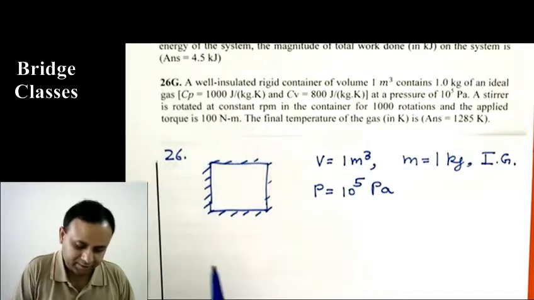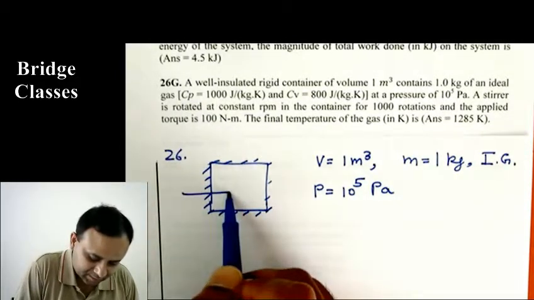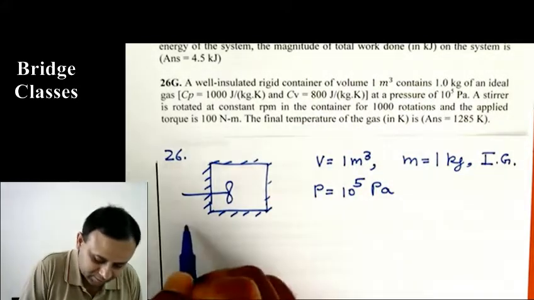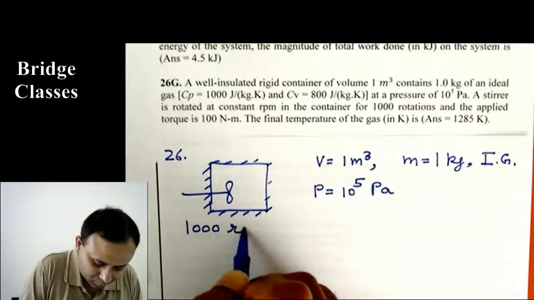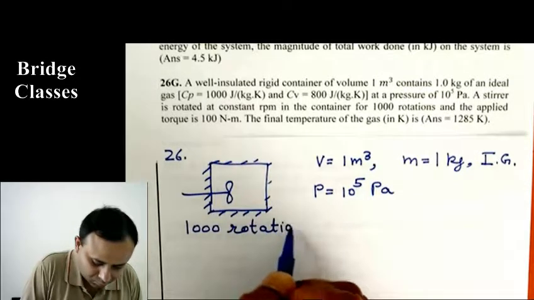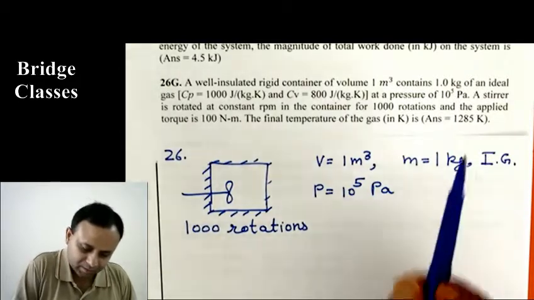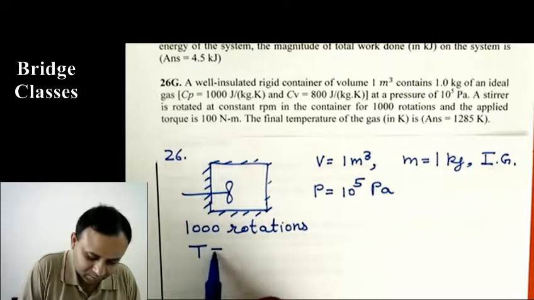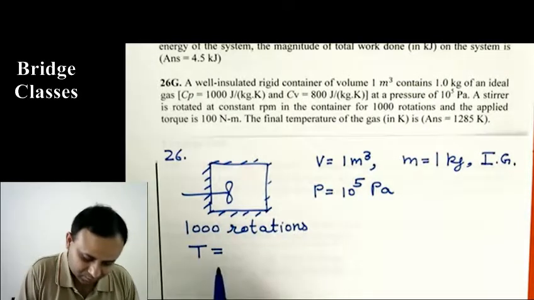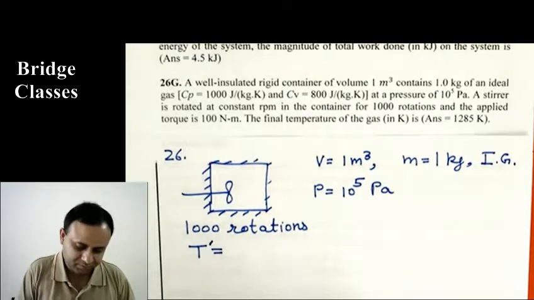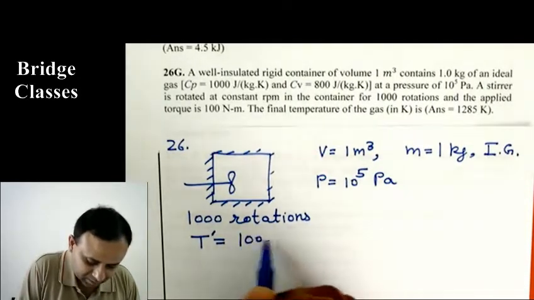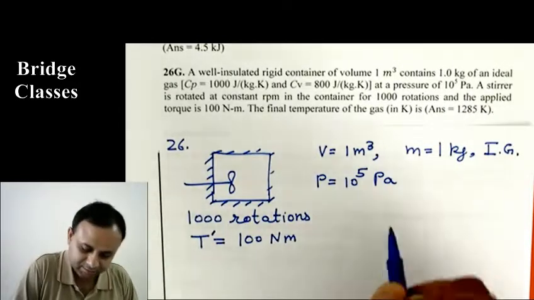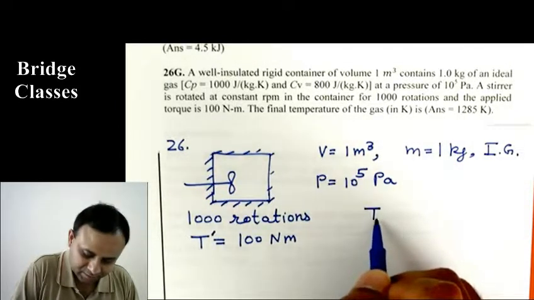A stirrer is rotated at a constant RPM. There is a stirrer here, and it is rotated for 1000 rotations. Okay, 1000 rotations. And the applied torque is 100 Newton meter. I'm using symbol T for that. This is not temperature now, or let me use some other symbol, say T prime. Okay, this is torque. This is 100 Newton meter. The final temperature of the gas in Kelvin is, so final temperature, let us call that, say, T2.